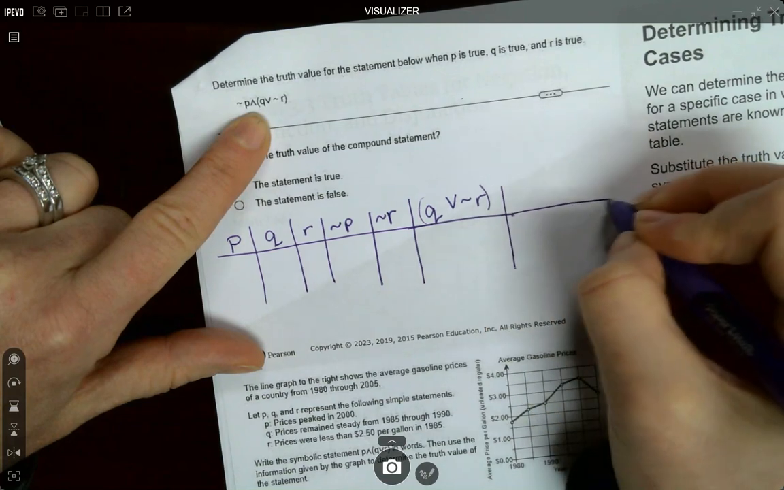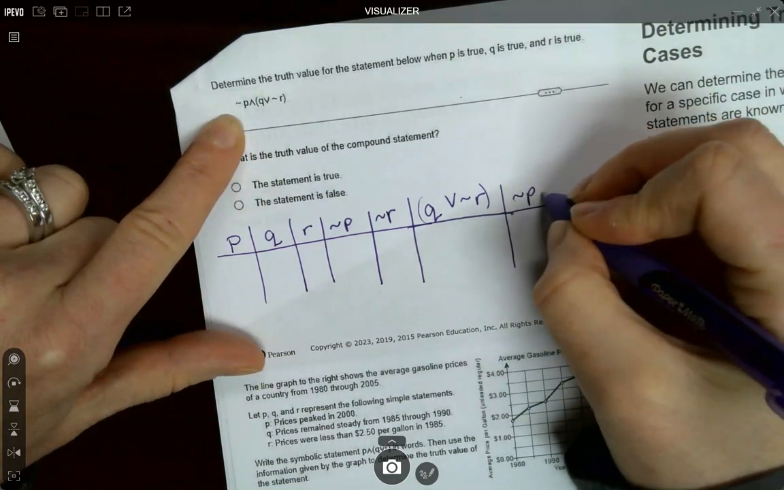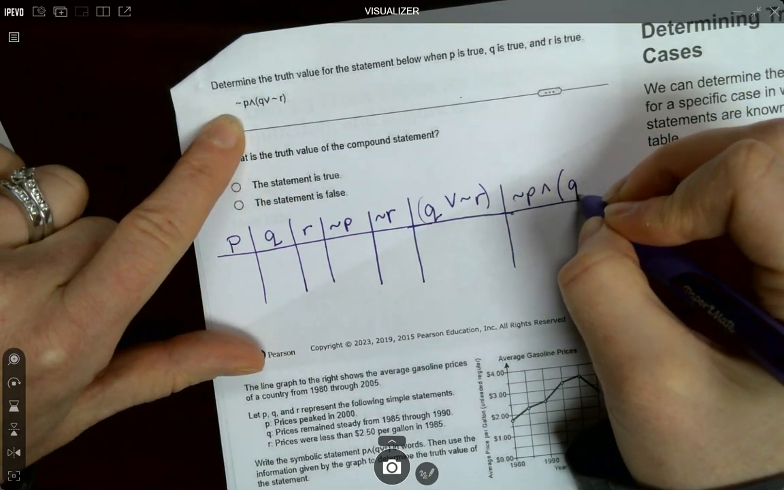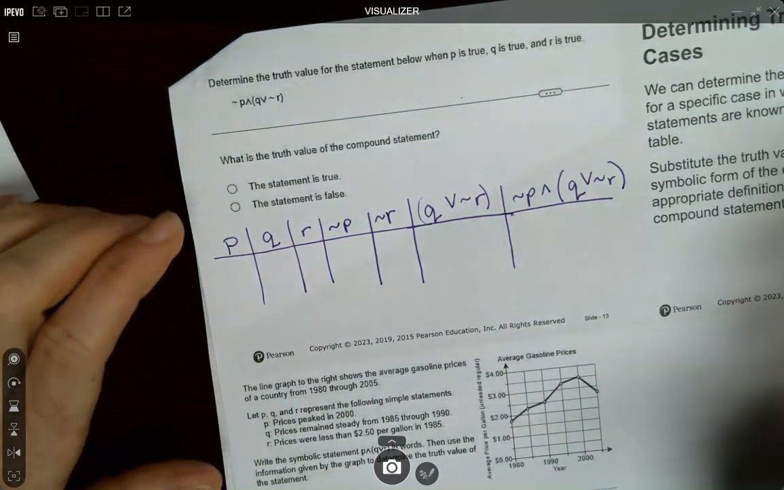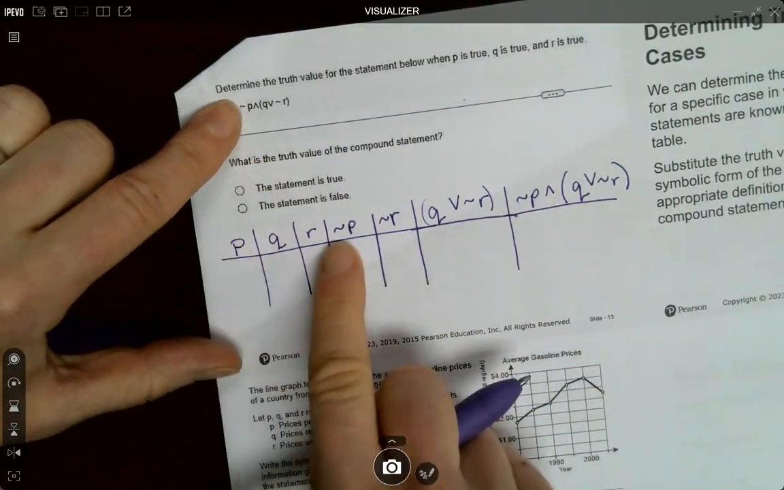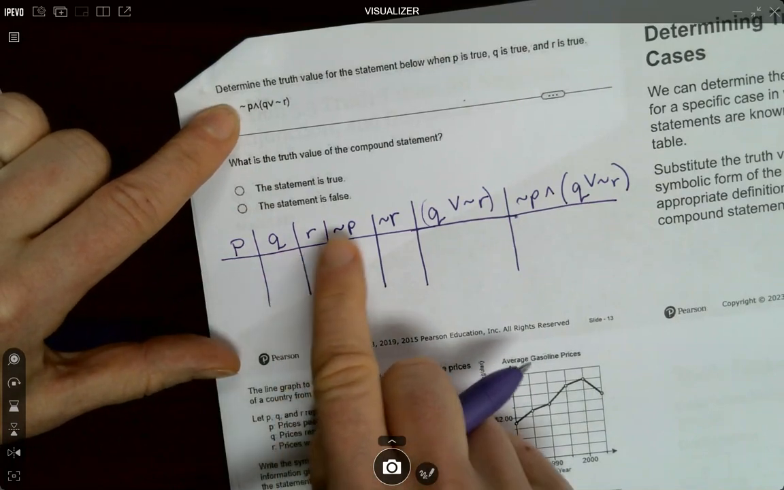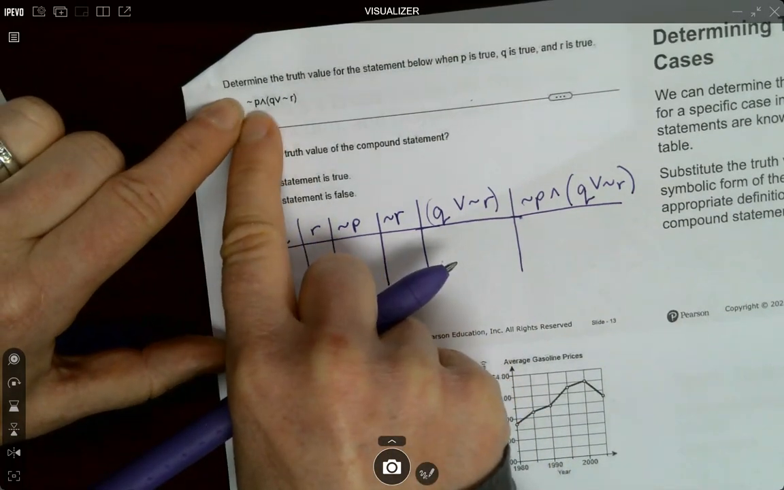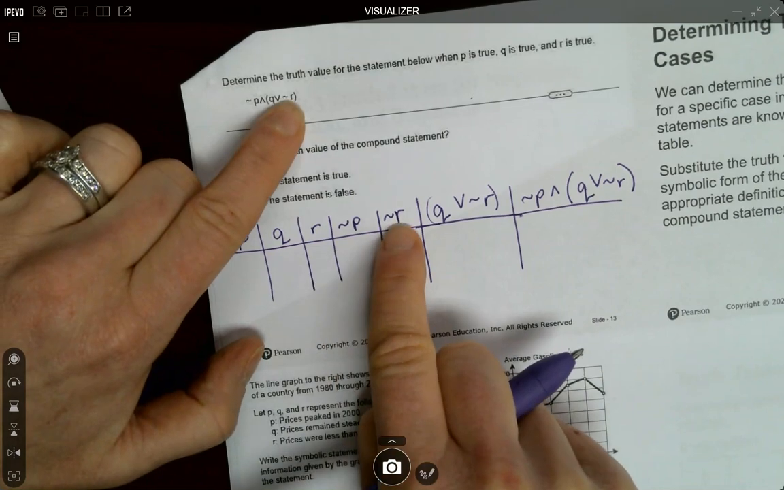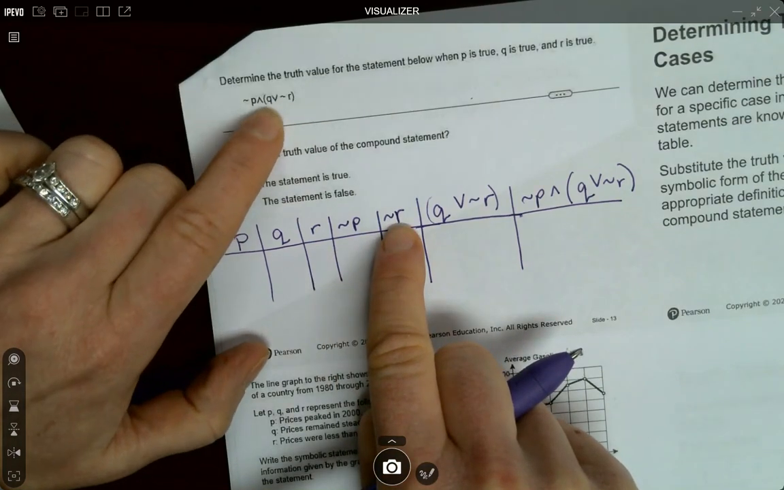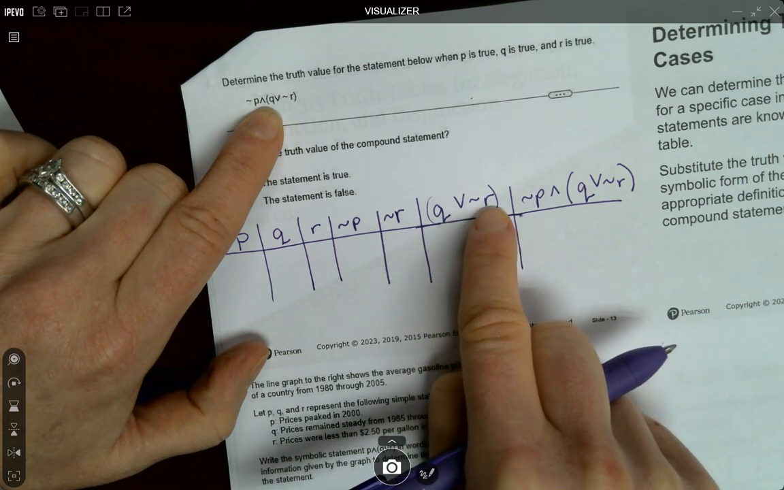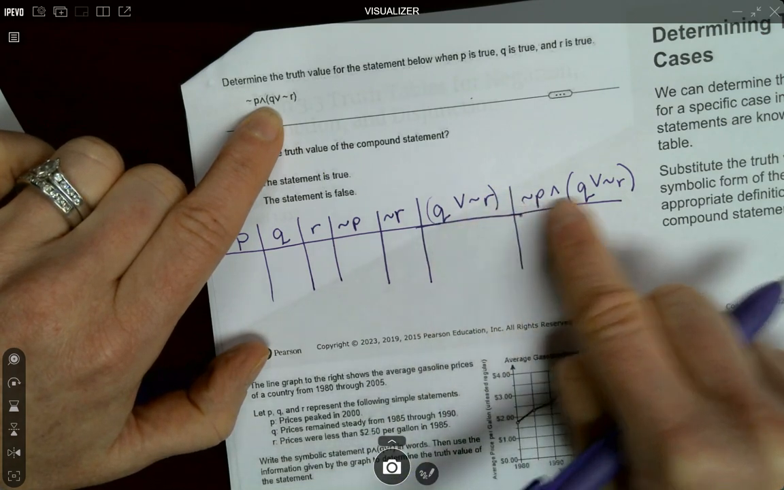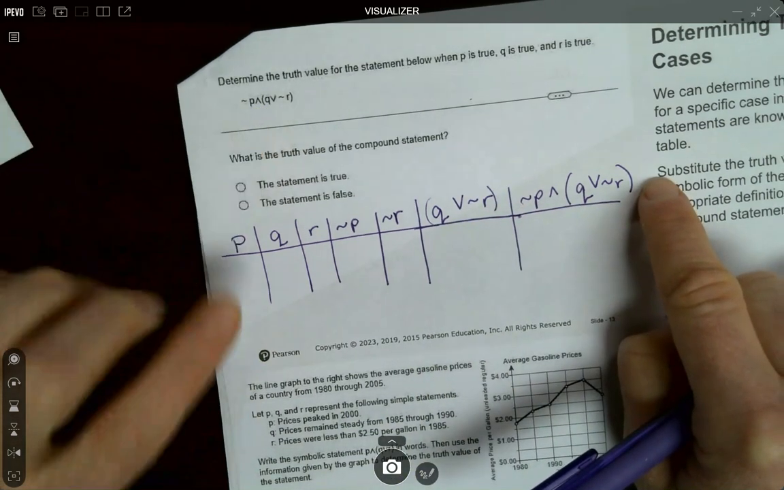And then I'll do the entire thing, negation of P and Q. So what I'm doing is finding all the little pieces that I might need. So these are my given. I have to have these down. So then the next thing is I know I need a negation of P. I know I need a negation of R. Then I need this statement, Q or negation of R. Then my final step would be the entire statement.